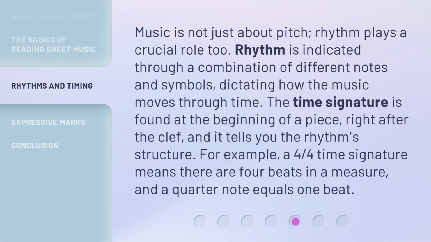Music is not just about pitch. Rhythm plays a crucial role too. Rhythm is indicated through a combination of different notes and symbols, dictating how the music moves through time. The time signature is found at the beginning of a piece, right after the clef, and it tells you the rhythm structure. For example, a 4/4 time signature means there are 4 beats in a measure, and a quarter note equals 1 beat.